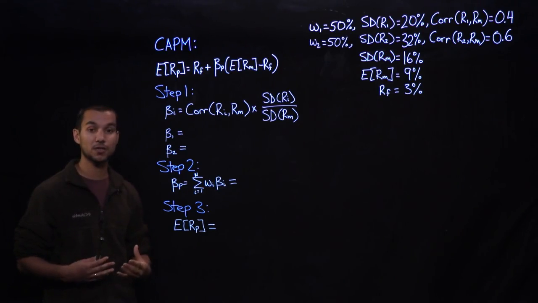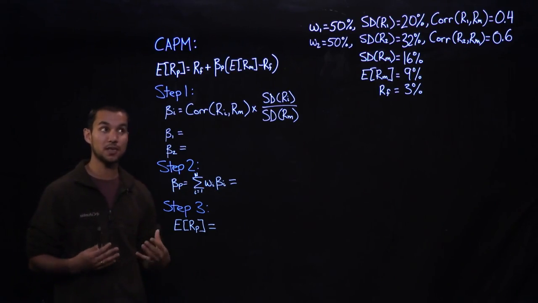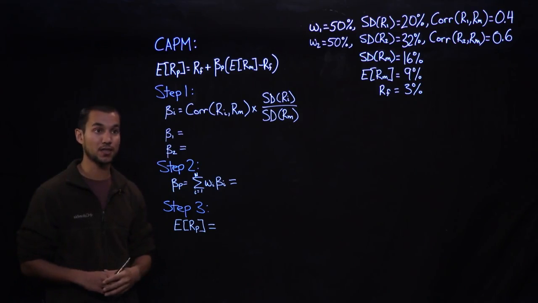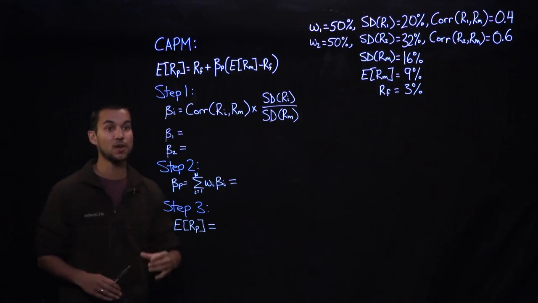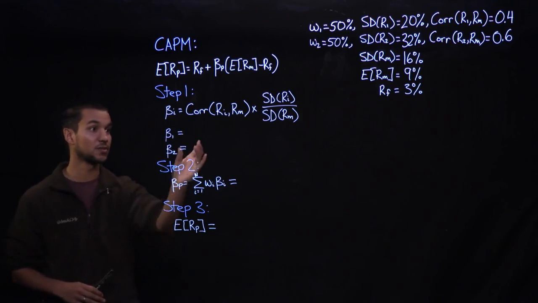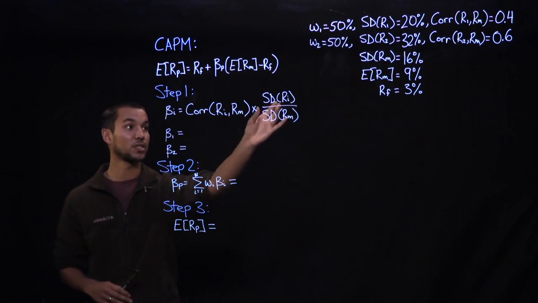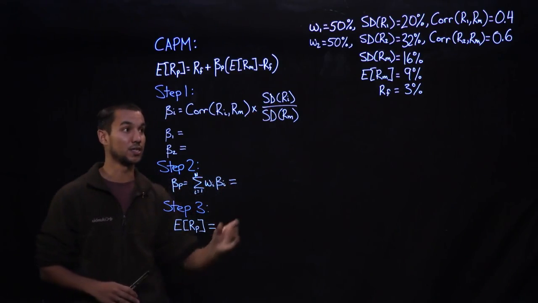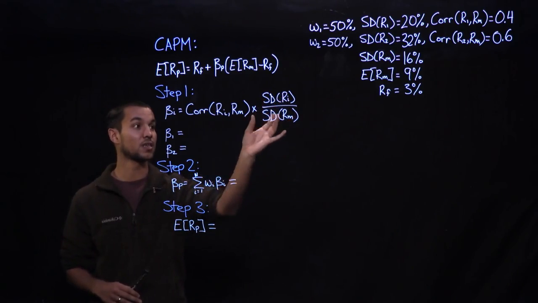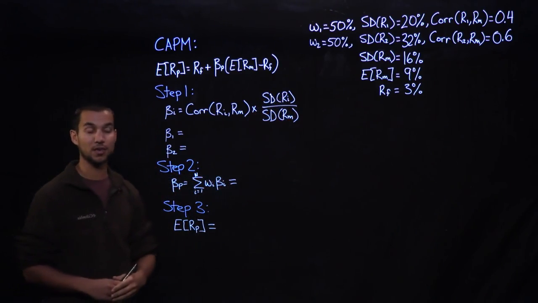The first thing we want to do in this question is to calculate the betas of our underlying stocks. Recall that the beta of stock i is equal to the correlation of that stock with the market times the ratio of their standard deviations, the standard deviation of the stock divided by the standard deviation of the market return.